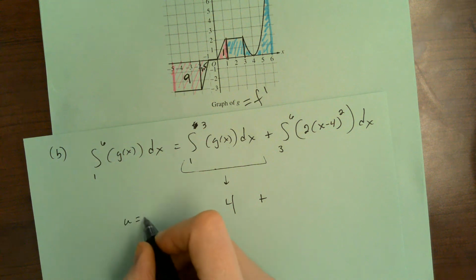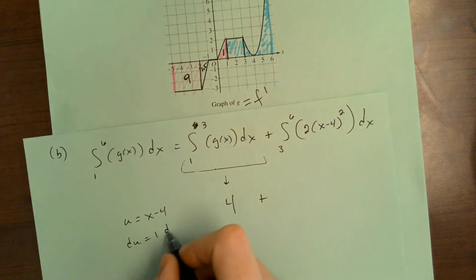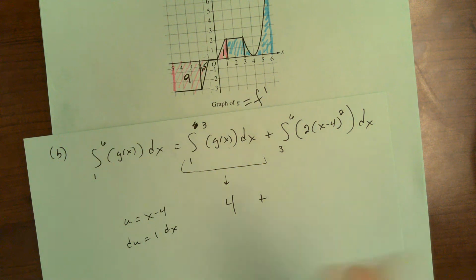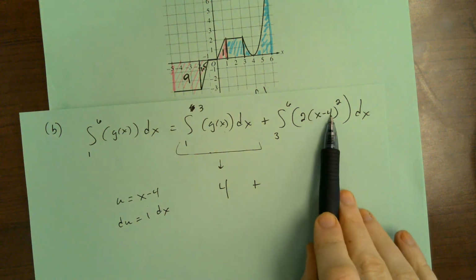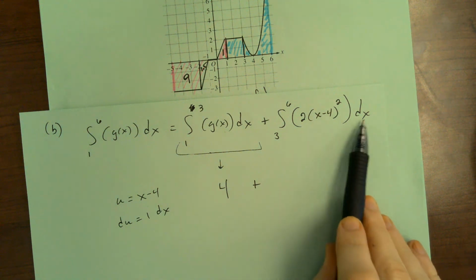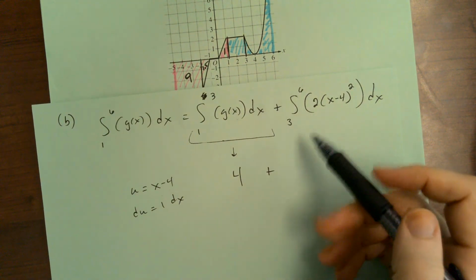So u is going to be x minus 4. So du is just 1 dx. So there's really nothing special. I'm putting u in for x minus 4, and then I can automatically replace dx with du. Oh, I got to do the endpoints also.